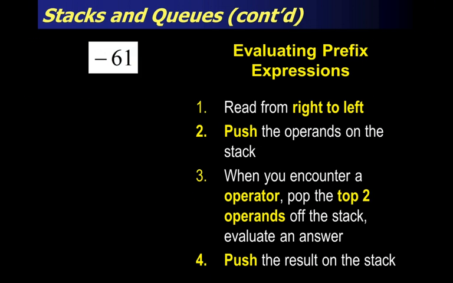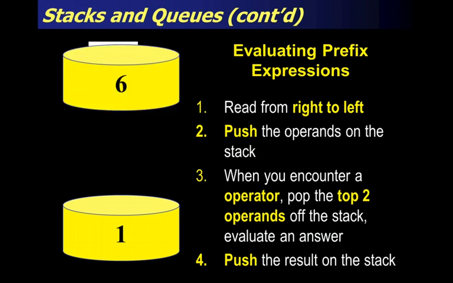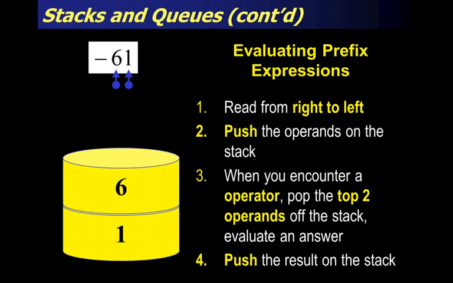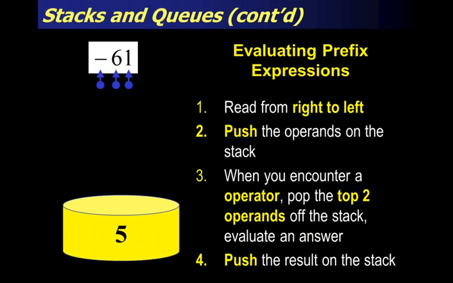The expression is minus 6 and 1. So to do the prefix operation, okay, here we go. Read from right to left. Okay? Push the operands on the stack. So I push a 1 on the stack, push a 6 on the stack. Then, the way it works is, when your reading encounters an operator, pop 2 things off the stack and place the result on the stack.